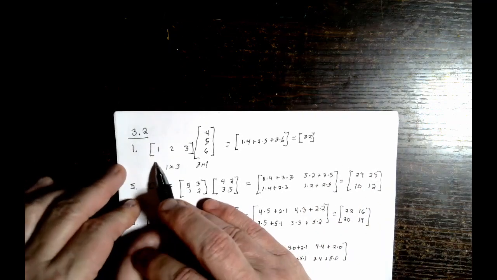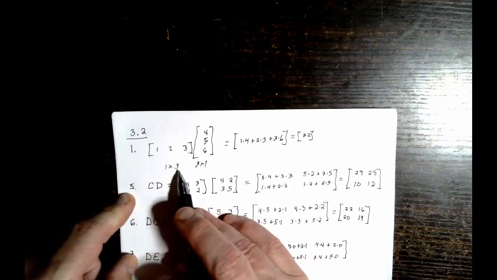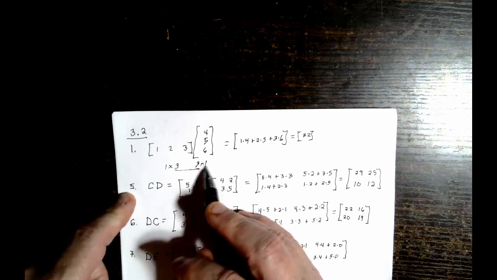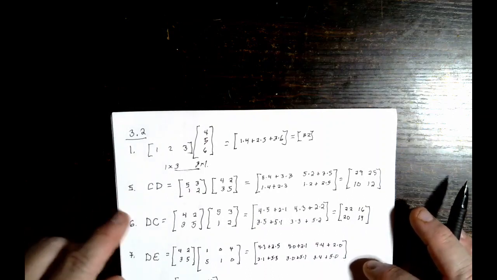Alright, so section 3.2 talks about multiplying matrices. And when you multiply matrices, there must be a curious thing happening here. What you do is you write down the order of each matrix underneath it. This is a 1 by 3, and this is a 3 by 1. The middle two numbers must match, and the outside numbers must match. Otherwise you can't do it.